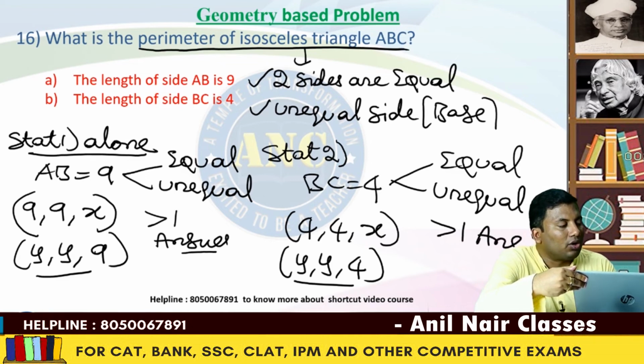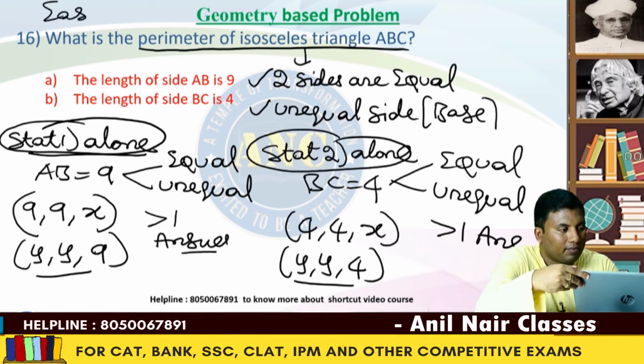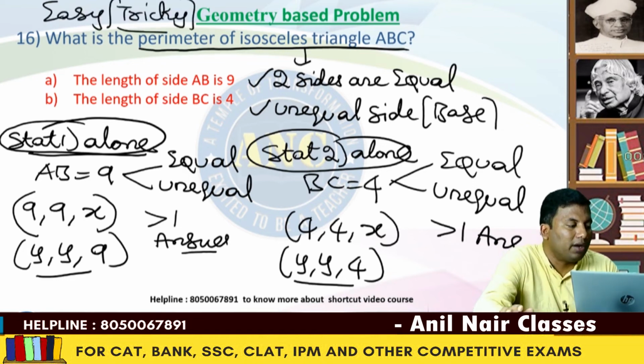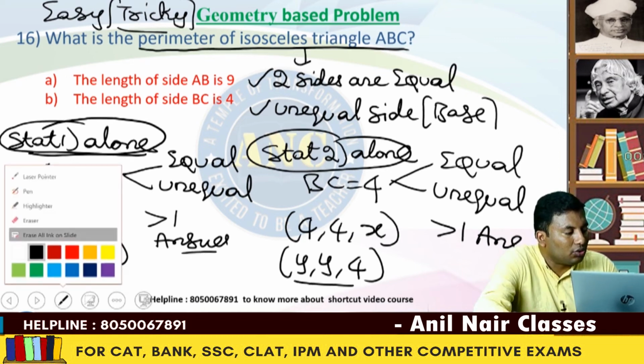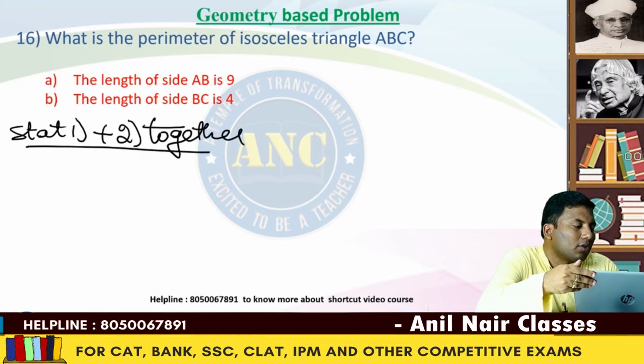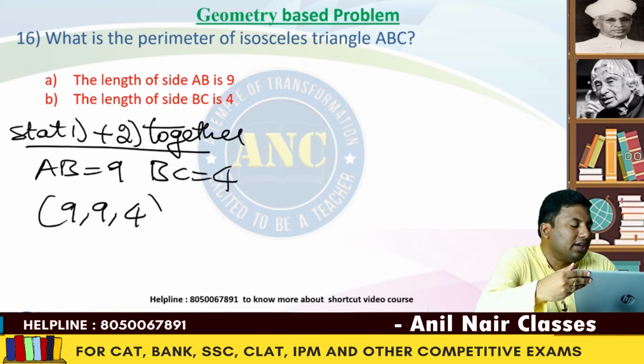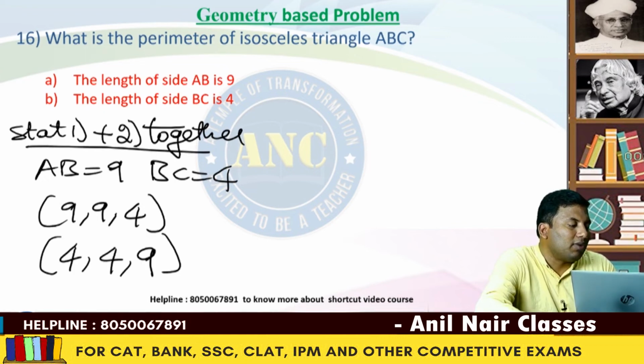Now I have to combine statement 1 alone and statement 2 alone. This is an easy but tricky question. What is the mistake students will make? You will understand when I am combining both. Statement 1 plus 2 together: AB is 9, BC is 4. If AB is the equal side, 9, 9, 4. If BC is the equal side, 4, 4, 9.